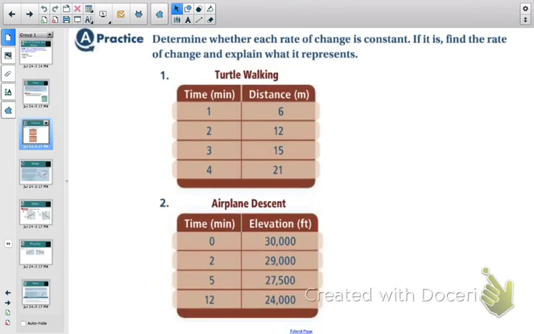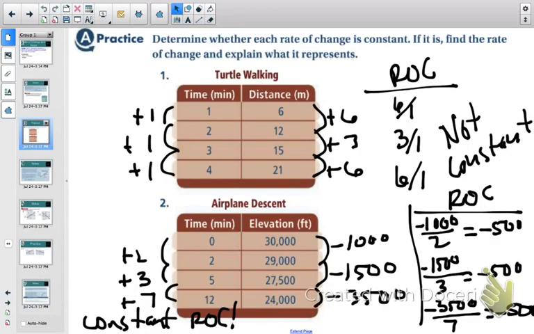Okay. Determine whether the rate of change is constant. If it is, explain what it means. Okay, so go ahead, you can try this. You can pause it in 3, 2, 1. Alright, so these could be kind of tricky if you were confused about this. Let's look at this.